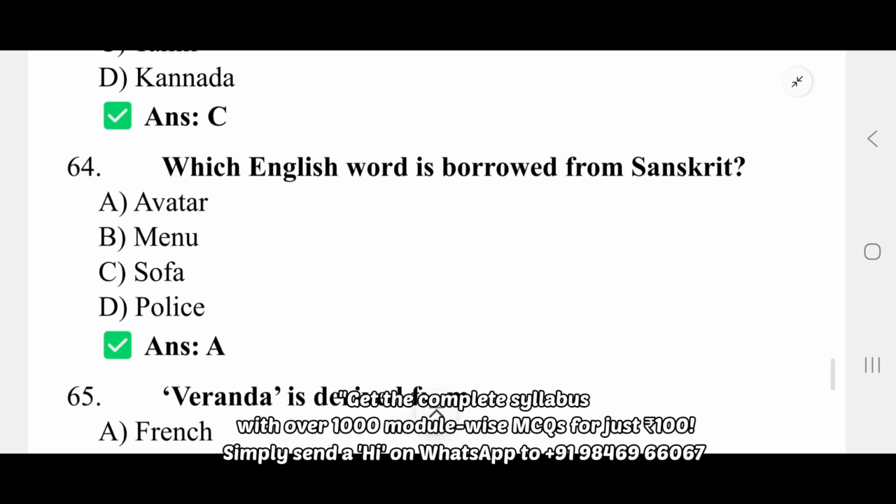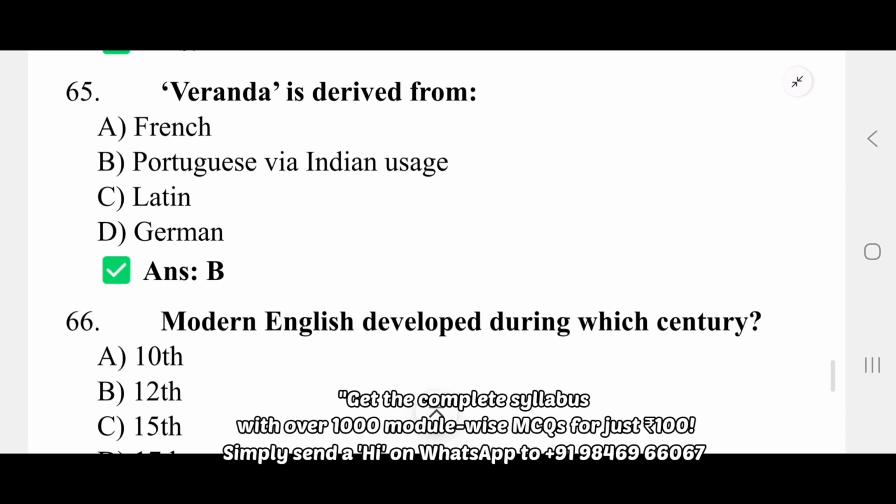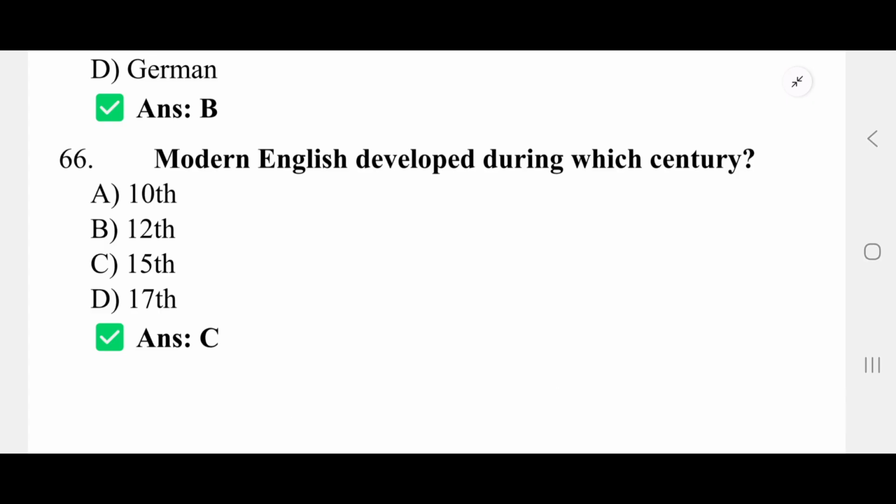So avatar is the word. Veranda is derived from French, Portuguese via Indian usage, Latin, German. The Portuguese via Indian usage is the right answer. Modern English developed during which century? Option C, 15th century.